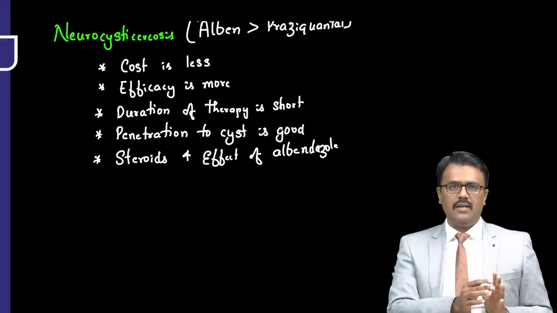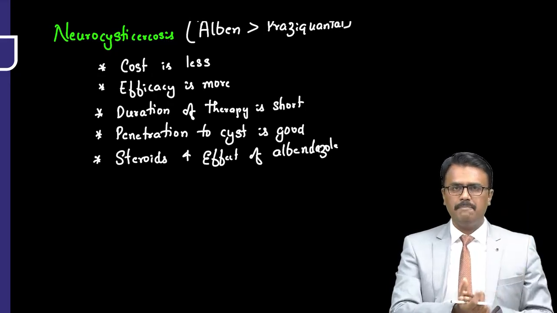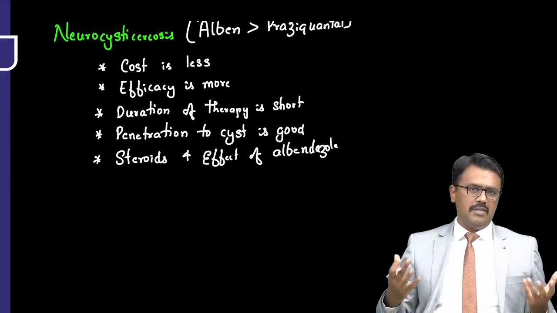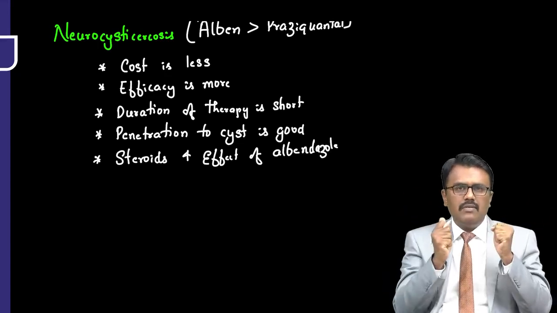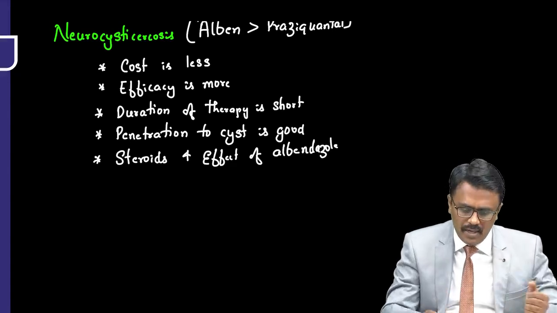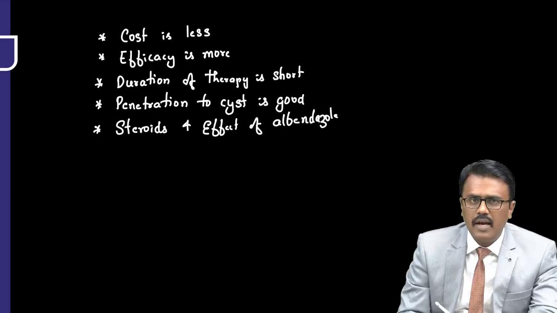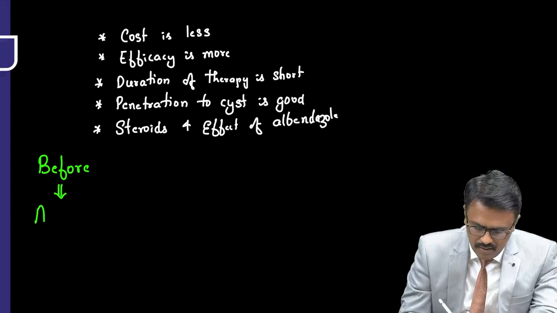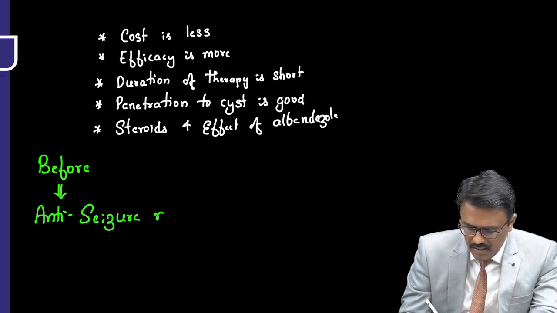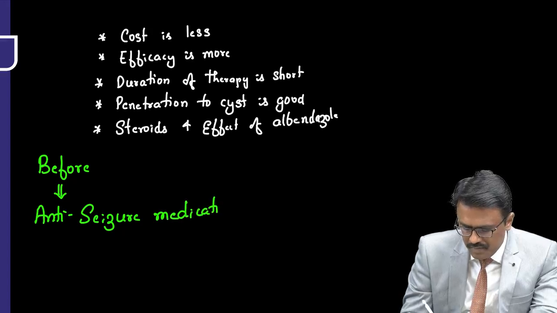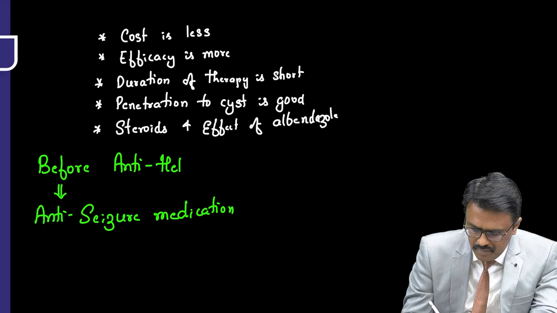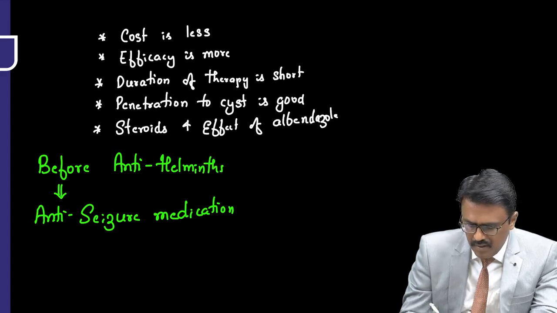Neurocysticercosis is nothing but cysts in the brain. But when we use an anti-helminthic, the cyst will rupture, larvae will come out and they start inflammation. When there is brain inflammation, the patient will have seizures, convulsions. So how to avoid that? That is the reason before giving albendazole, you have to start the patient on anti-seizure medications. So anti-seizure medication should be given before anti-helminthics.